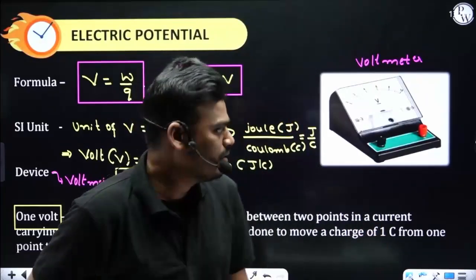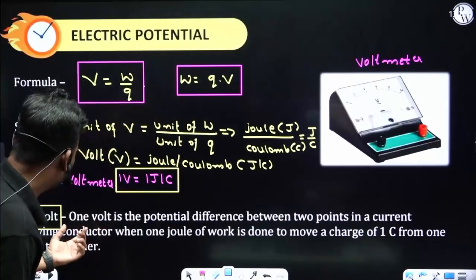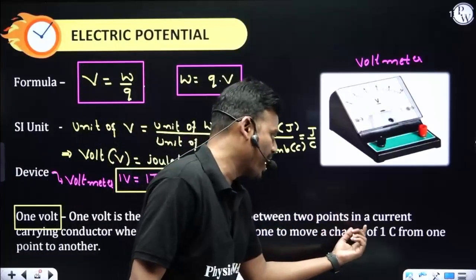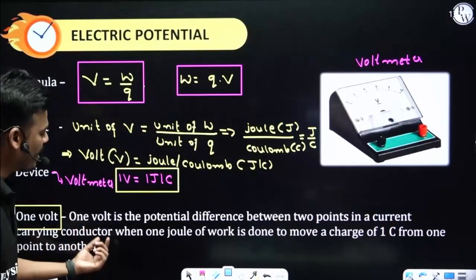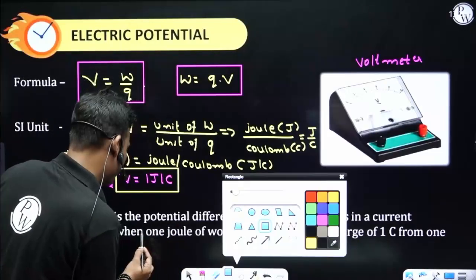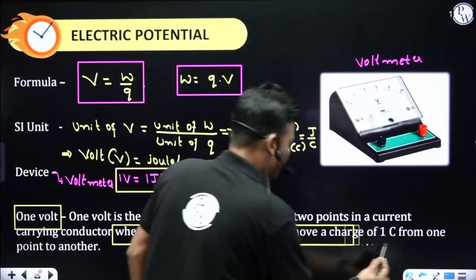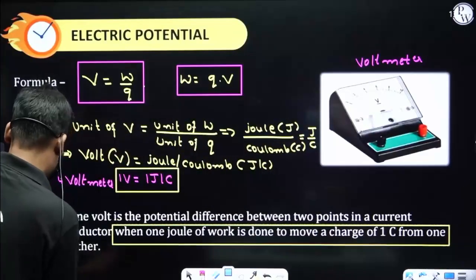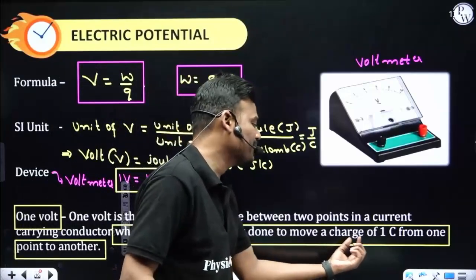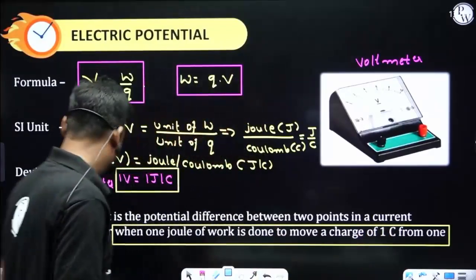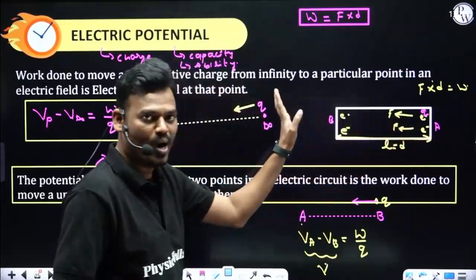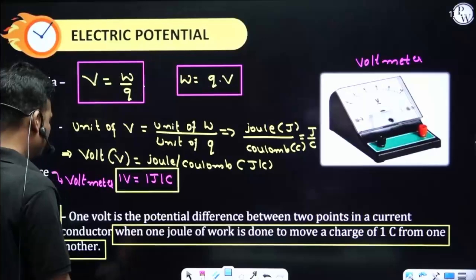Now let's go through this properly. 1 volt is the potential difference between 2 points in a current carrying conductor or electric circuit when 1 joule of work is done to move a charge of 1 coulomb from one point to another point. Even if you write this, you'll get full marks. That is, from point A to point B. Got it? Now, next one.